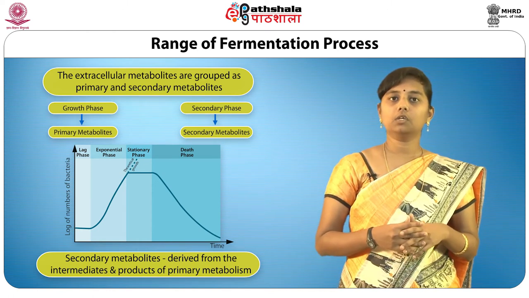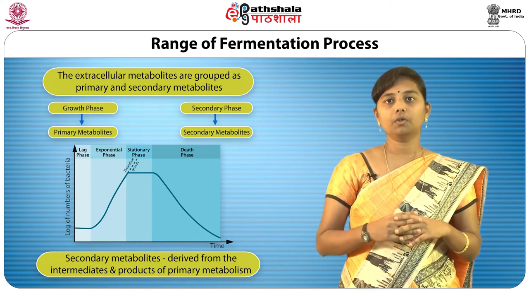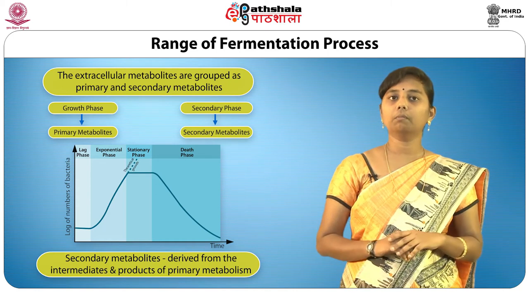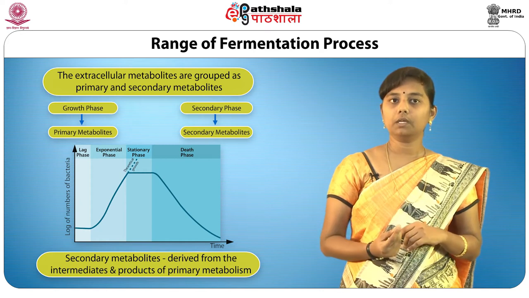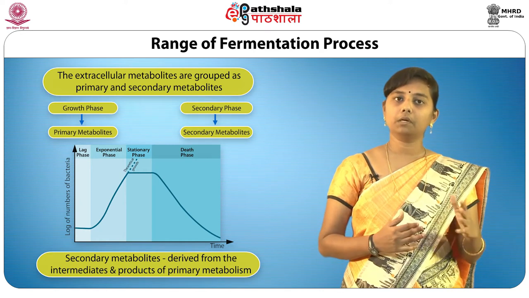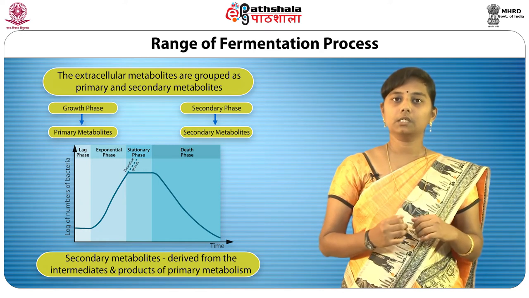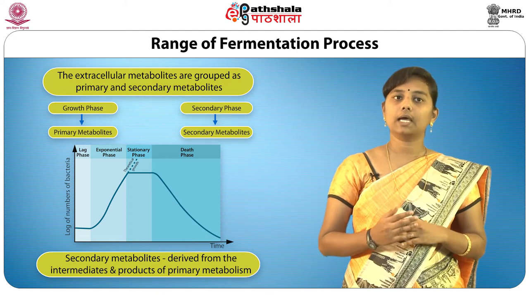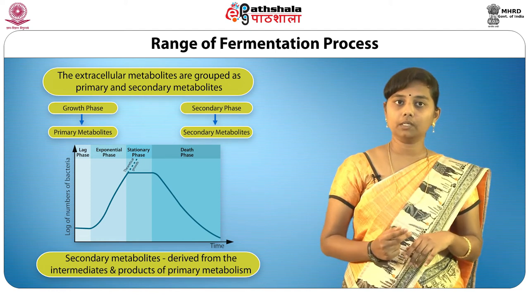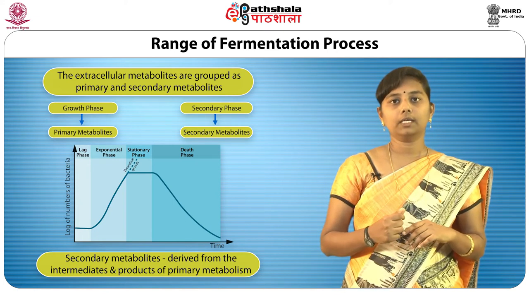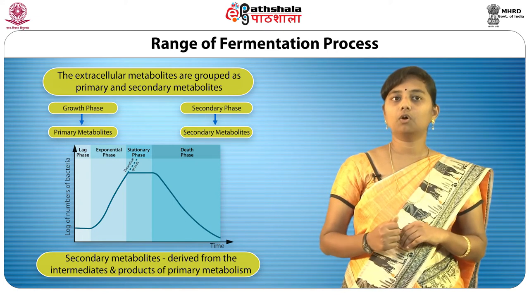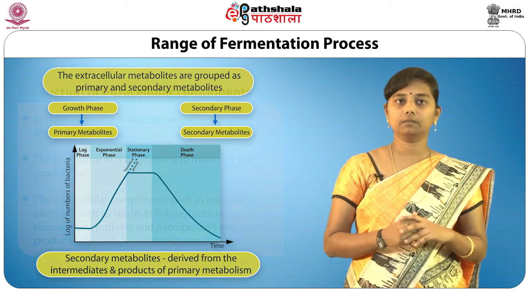Whereas secondary components are components produced in the stationary phase of the microbial growth. They are derived from the intermediate and product of primary metabolism. Secondary metabolites are used as medicines, flavorings, and drugs. For example, antibiotics, antiseptics, and fungicides are produced as secondary metabolites.